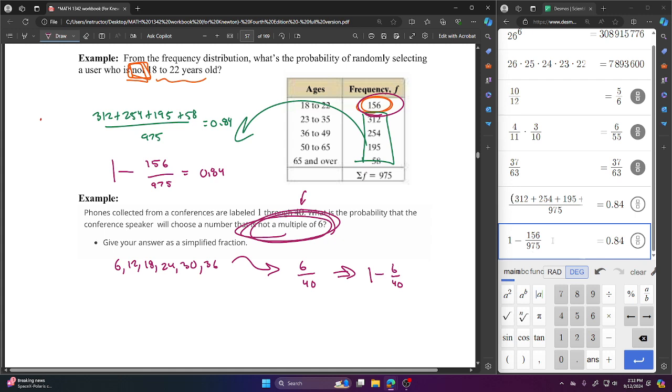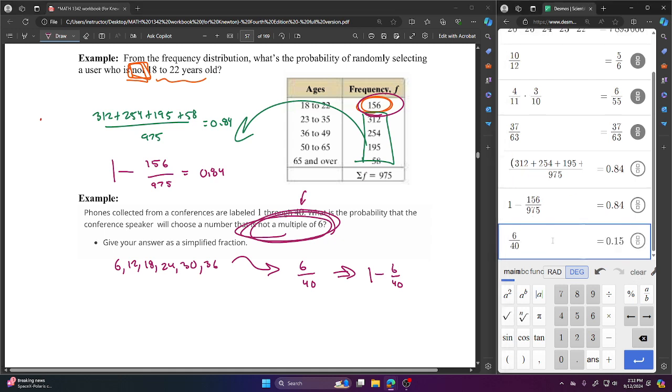So let me do 2 different things. 6 out of 40. Let's just say that I had 15%. So now I'm going to say 1 minus the 15%, what's opposite of 15? Yeah, 85. Yep, you got it. And so you can do it either way. 85, fractions, whatever it is.